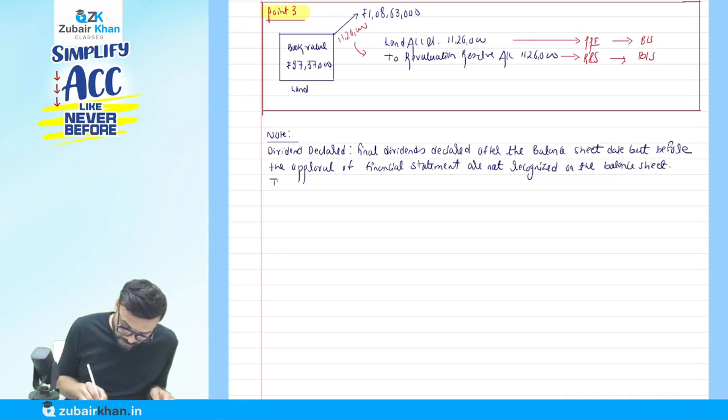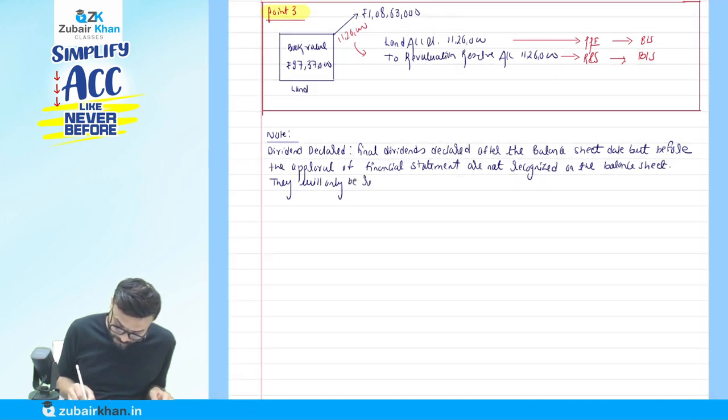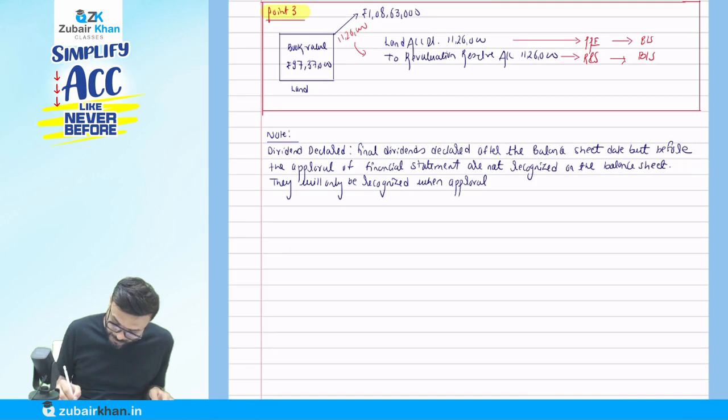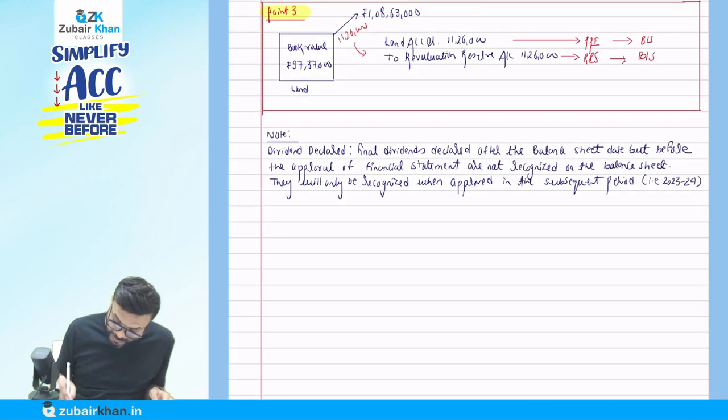They will only be recognized when approved in the subsequent period. The subsequent period in the question is 2023-24.